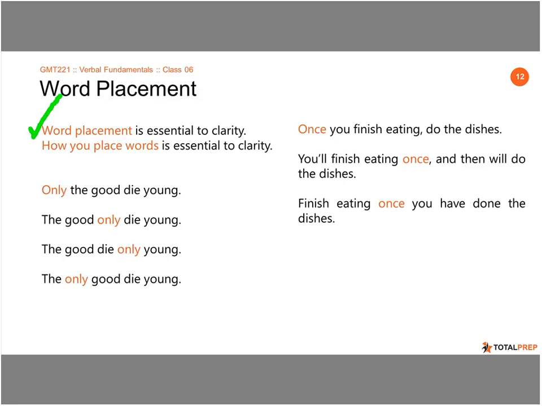Word placement is essential to clarity. Let's take a look at how the position of the words changes the meaning of a sentence. Let's take a look: "Only the good die young." This "only" over here restricts the good.